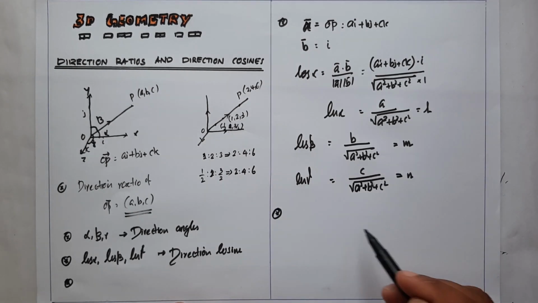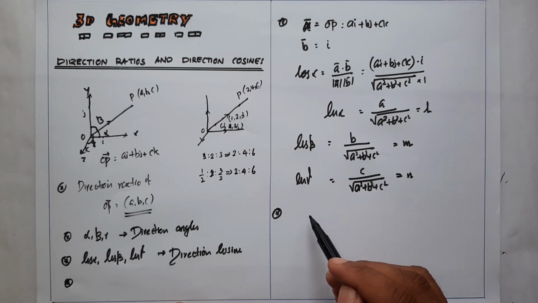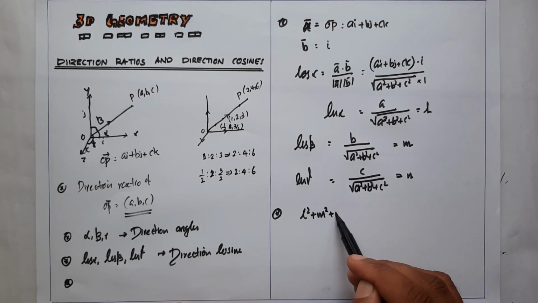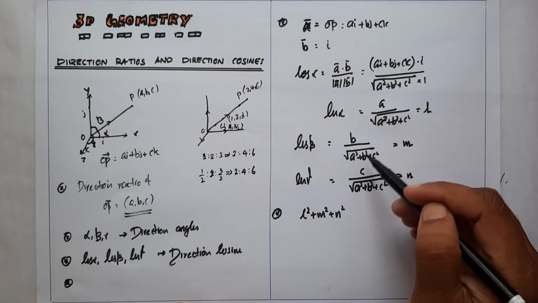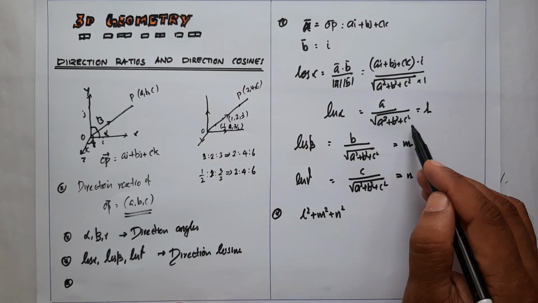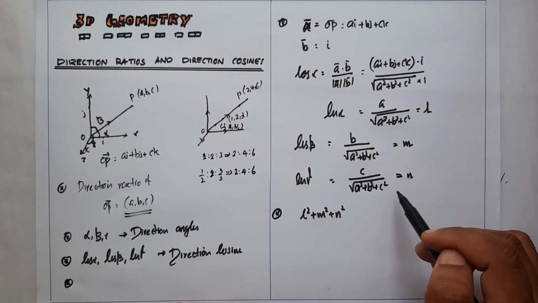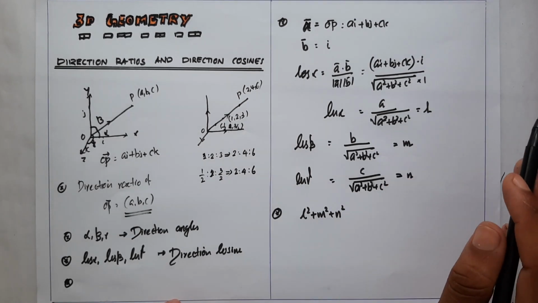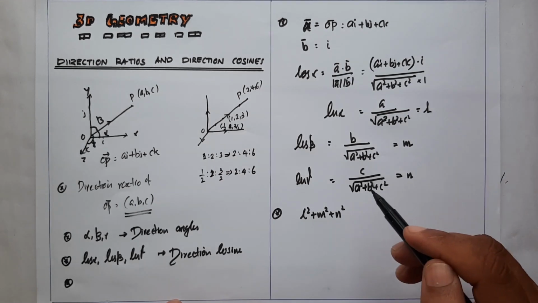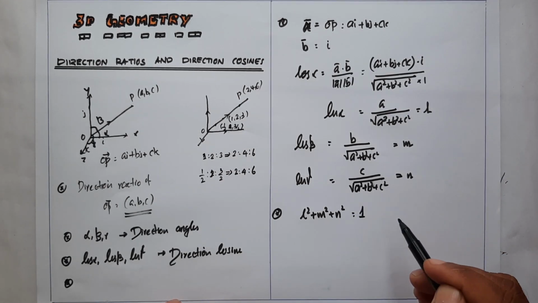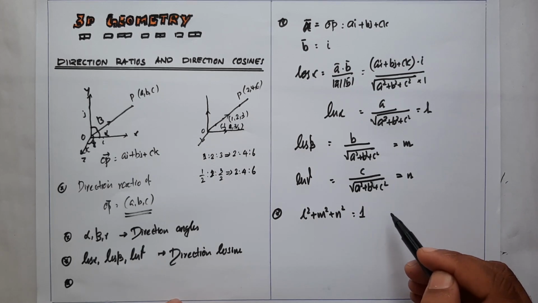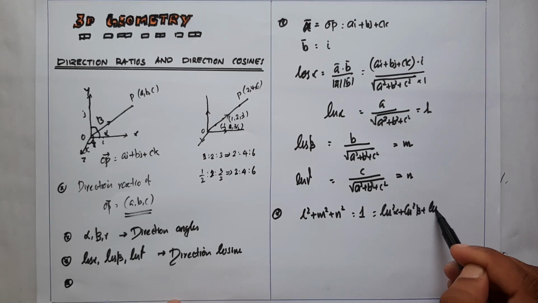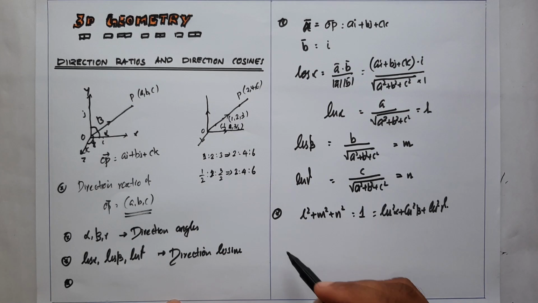And our next point is that the sum of the squares of direction cosines is always equal to 1. That is L square plus M square plus N square. Taking the squares, the sum is A square by this term, B square by this term and C square by A square plus B square plus C square. The common denominator is A square plus B square plus C square, and adding the numerators we get A square plus B square plus C square, which cancels, and we get 1. That is, the sum of the squares of direction cosines is equal to 1, that is cos square alpha plus cos square beta plus cos square gamma is equal to 1.